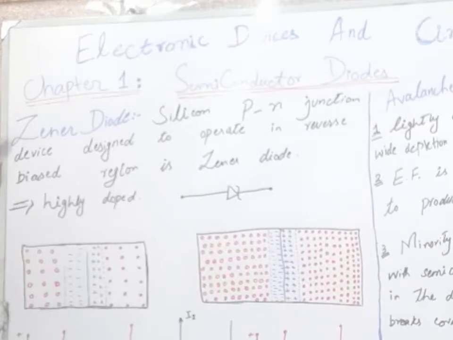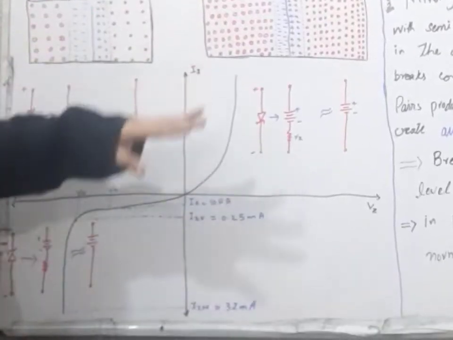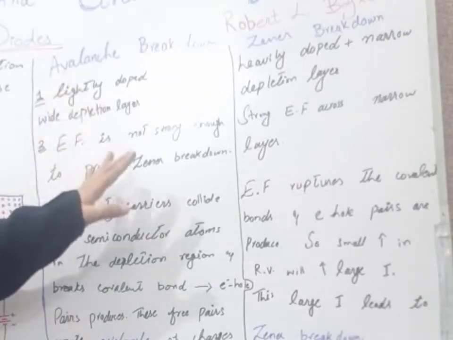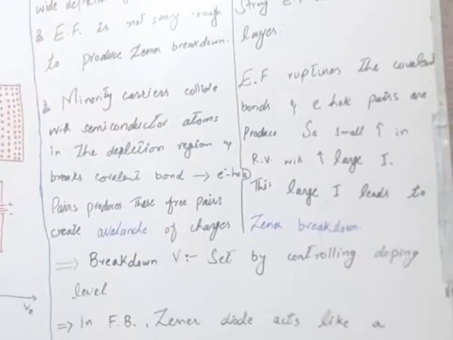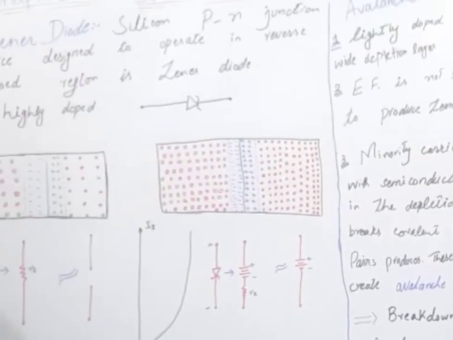This is the last lecture of chapter number 1, and in the Zener diode we will discuss the Zener diode definition, its symbol, its figure, its characteristic curve, avalanche breakdown, the difference between the avalanche breakdown and the Zener breakdown, and some important properties. So what is a Zener diode?